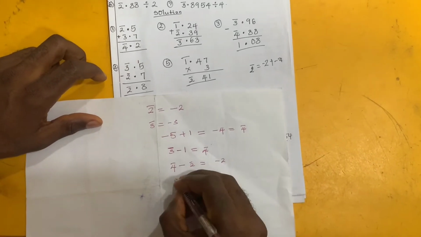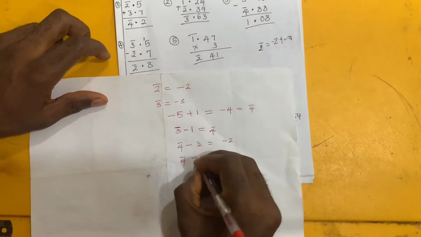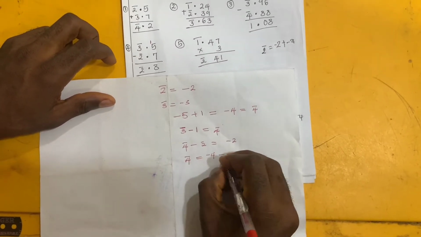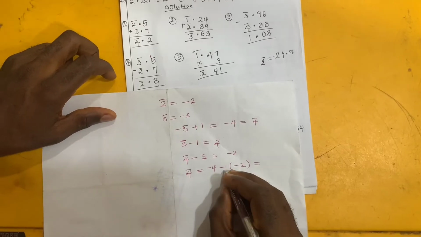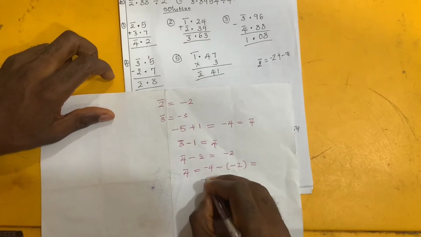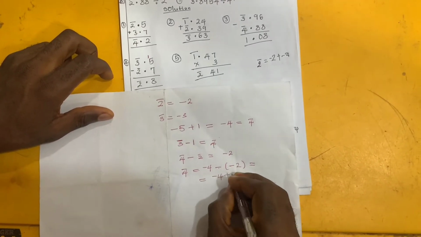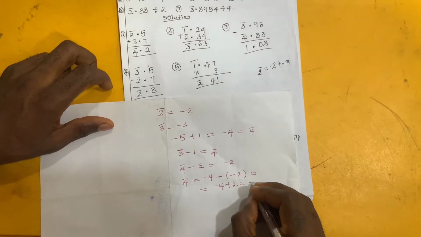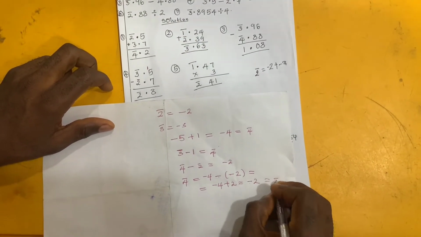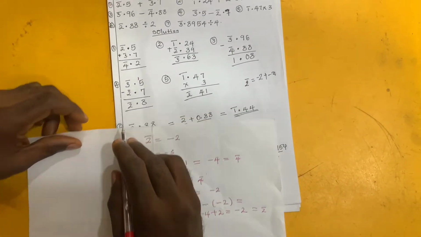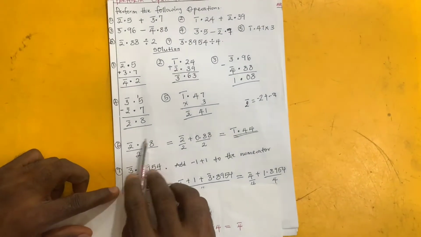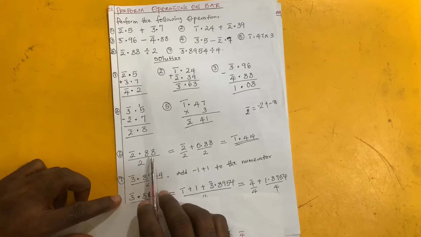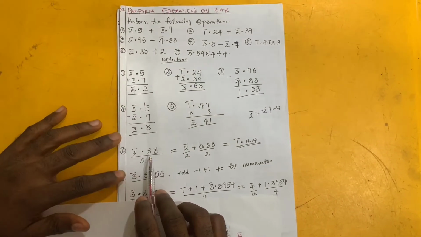How? Bar 4 is the same thing as minus 4. So minus 4 minus minus 2 is equal to what? Now minus times minus is plus. So we have minus 4 plus 2, which is equal to minus 2, which is the same thing as bar 2. So that's why this is bar 2. Okay. So now the division is where students always have issues.